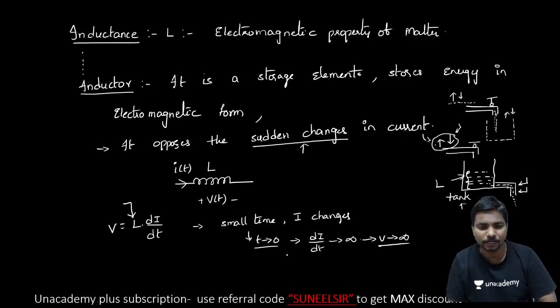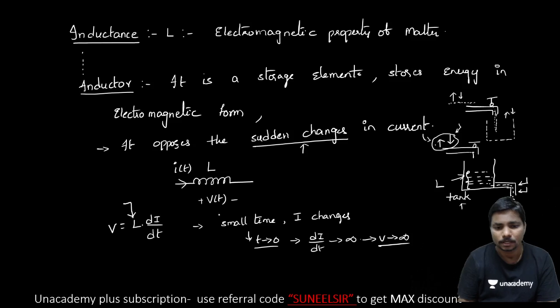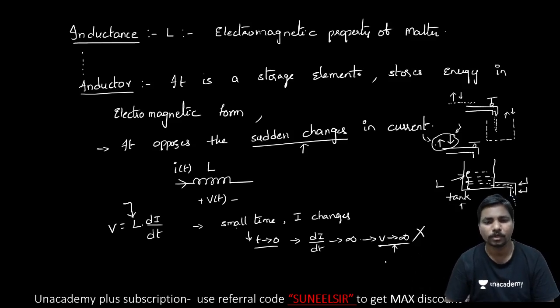Okay, I think all of you are getting it. Once again, friends, for a small time, if there is any current change, as time tends to 0, di by dt tends to infinity. That means voltage will become infinity. But it is not possible. We are not getting the infinite voltage.